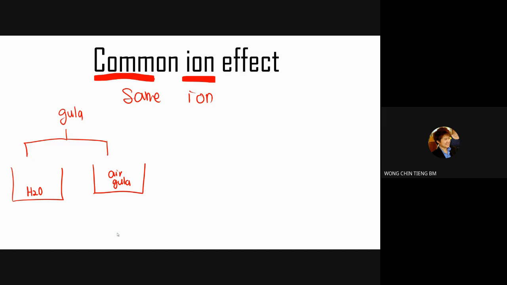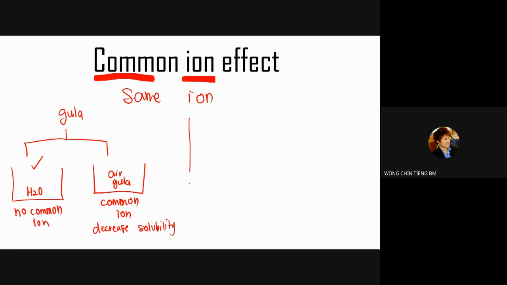Siapa akan larutkan gula lagi cepat? Air kosong, betul? So air kosong mesti akan dissolve faster. Sebab apa? No common ion. Alright, there is no common ion. And over here, kita ada kehadiran common ion. And the presence of the common ion obviously will decrease solubility. The presence of common ion would decrease solubility. Remember that. Okay?